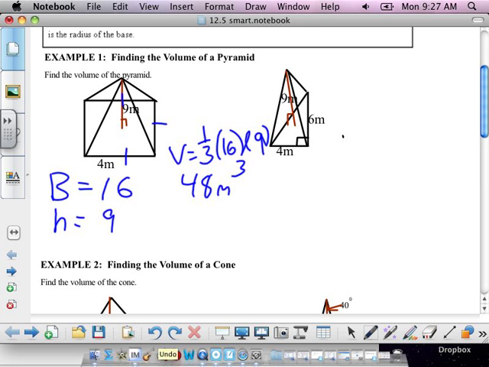Okay. All right, now we've got a triangular bottom pyramid. How do we find the area of the base of a triangular bottom pyramid? Base times height divided by 2. Luckily, we don't have to use the Pythagorean theorem because we don't have the hypotenuse, but we do have the base and the height. So we go 4 times 6 times 1/2.